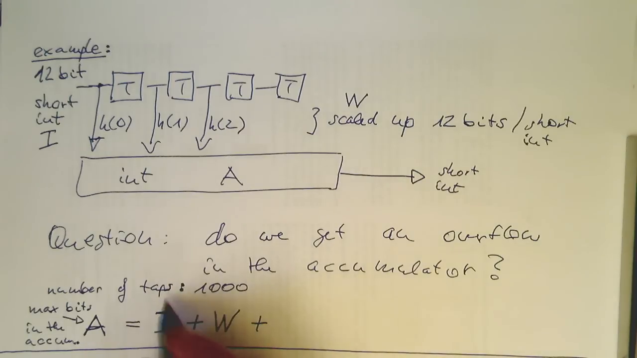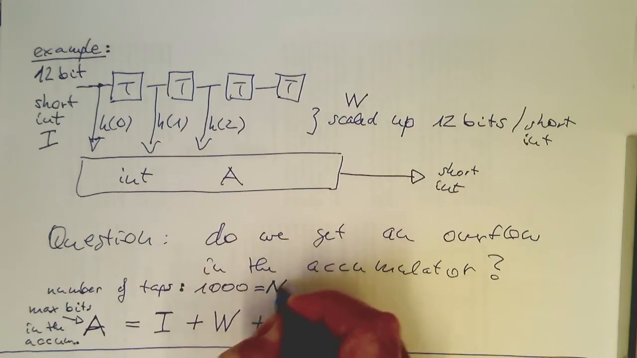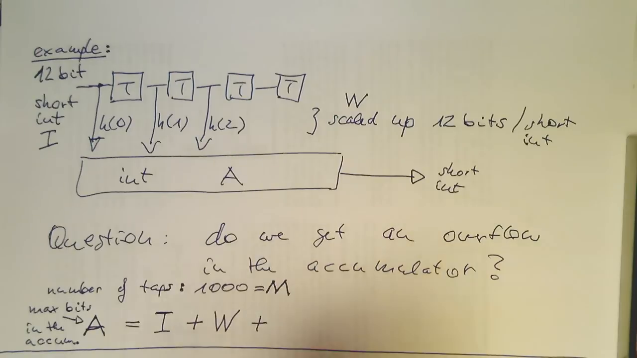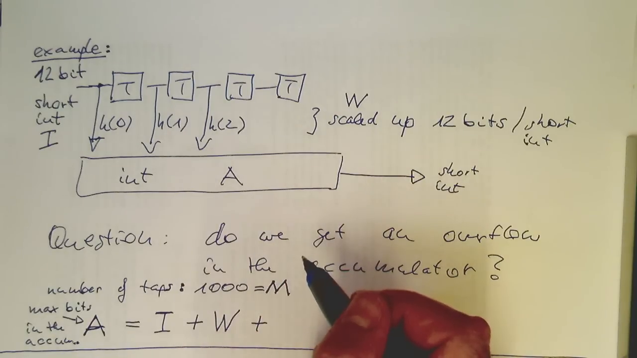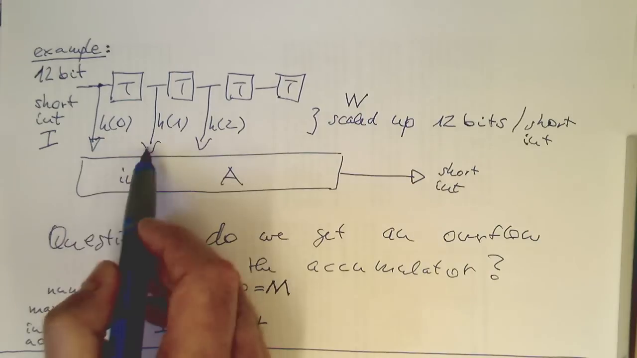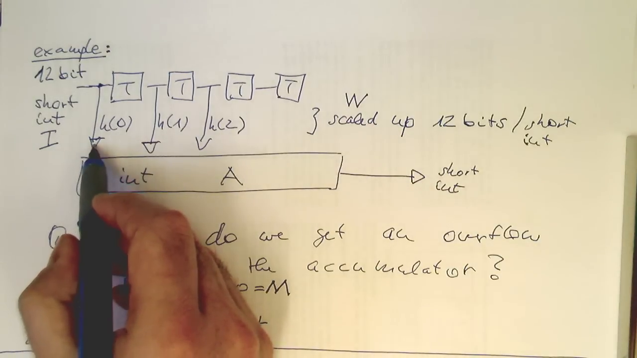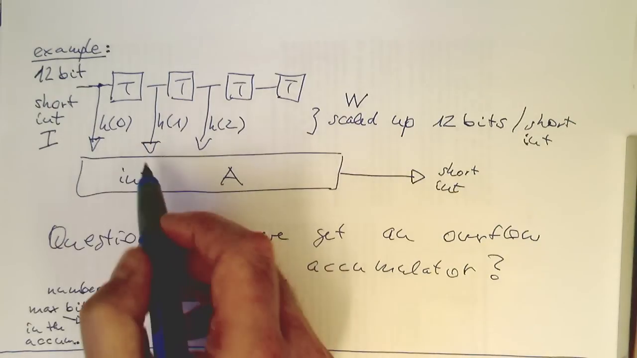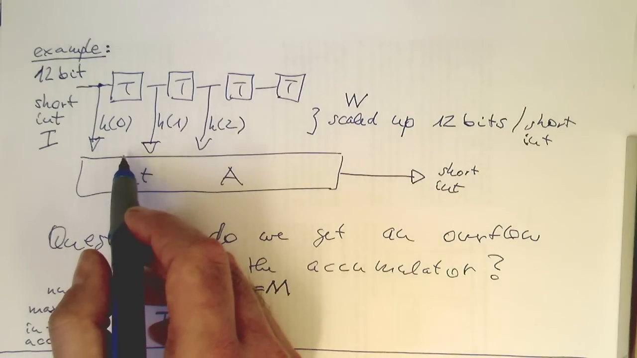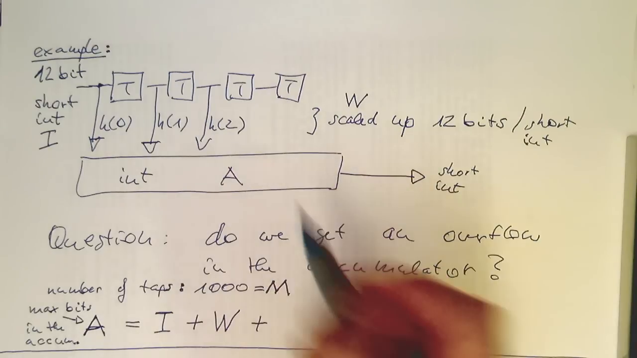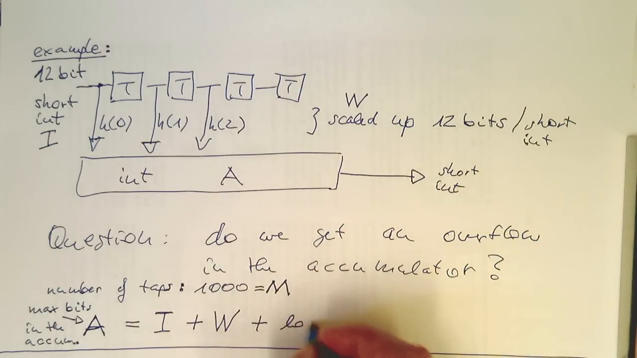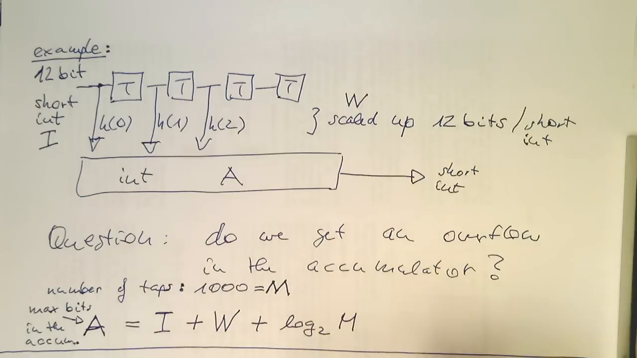Now the interesting thing is, if we have a number of taps, and we say this is 1000 taps here, or let's call this M, what we called this before. So that's our number of taps. How many bits in addition are we getting through this? That's pretty easy to work out, because imagine we are summing up two numbers, then the number of bits we need more is one bit. For example, 2 plus 2 gives us 4, so that's one bit more. So when do we get the next rise in bits? Obviously when we go towards 8, and then 16, 32, 64, and so on. So this goes with the logarithm of the number of taps. So this is our general formula for calculating the bits we require in A.